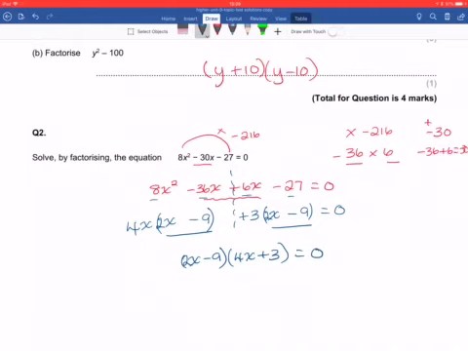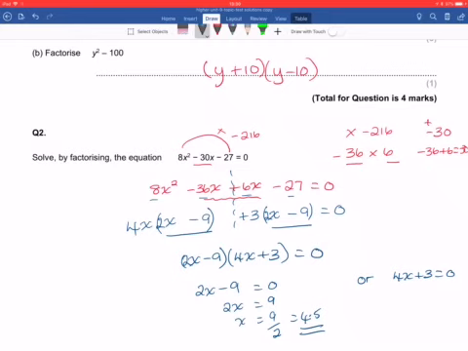So, what you've got is either 2x minus 9 equals 0, and that means 2x must be equal to 9, so x is equal to 9 over 2, which is 4.5. That's one of your solutions. Or 4x plus 3 equals 0. If I rearrange that, 4x equals minus 3, x equals minus 3 over 4, which is minus 0.75.